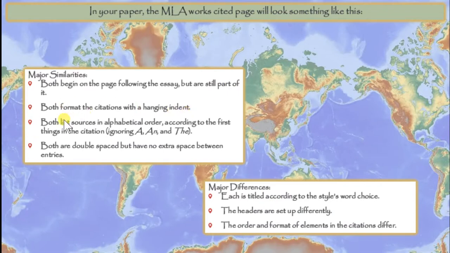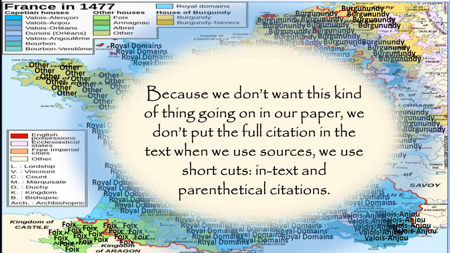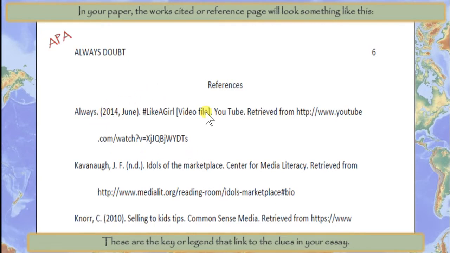They have that hanging indent. They list sources in alphabetical order according to the first things in the citation, ignoring, of course, but leaving in A, N, and D. Double space, no extra space. Major differences, the title, the headers are different, and the order and format of the elements in each citation is different. So that's what we do with that legend. That's how we create that. But in our paper, we don't want to have every bit of that information. Imagine if every time you used a source, you had to put everything that goes into a citation.